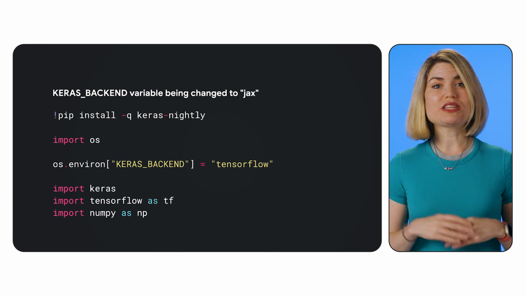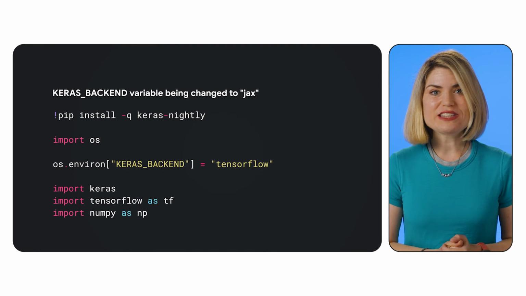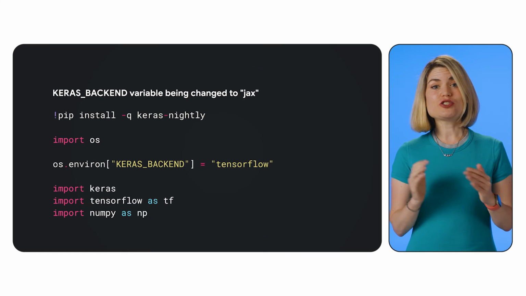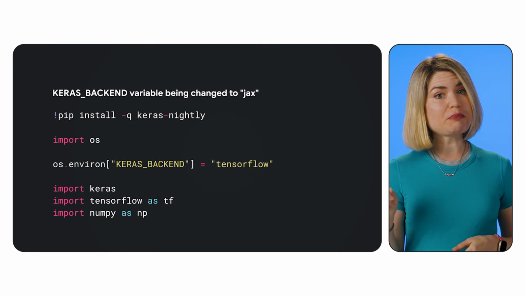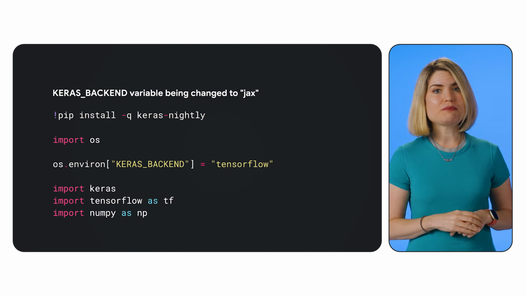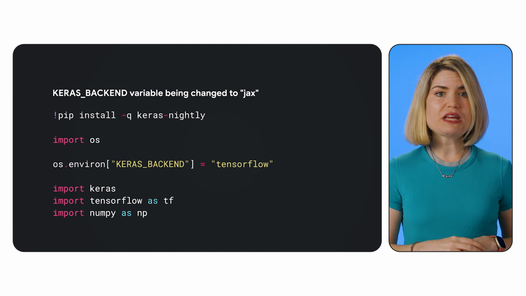Once your code is working with Keras 3 and TensorFlow, you can finally switch to the JAX backend. Just change the Keras backend environment variable to JAX and restart your runtime. But remember, for true multi-backend compatibility, you'll need to replace any remaining TensorFlow-specific code with their Keras equivalents.